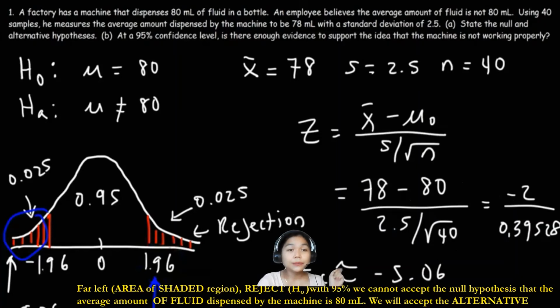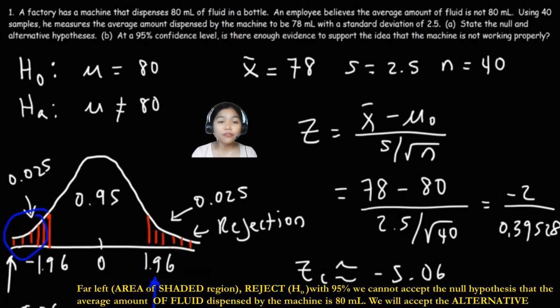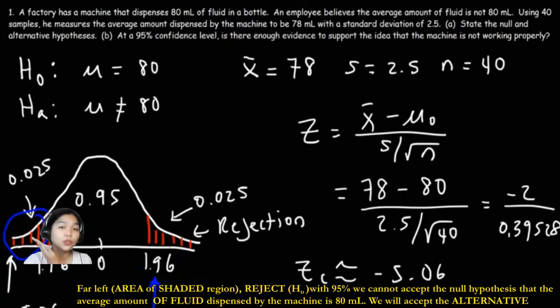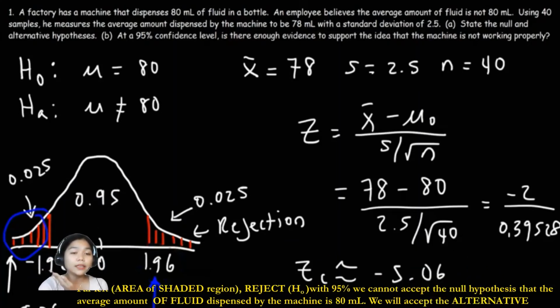This is the Z. So we need to determine if this value is within the range or outside. We know for a fact that at 95% confidence interval, it's negative 1.96 and 1.96. Remember, this is the rejection zone, rejection of our null hypothesis. And mind you that the value of our Z is negative 5.06. Of course, it's beyond negative 1.96. Thus, this is found at the far left side of our normal distribution. So the area of the shaded region tells us that we need to reject the null hypothesis.